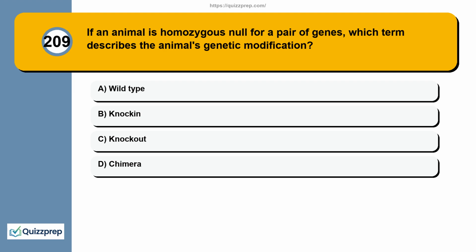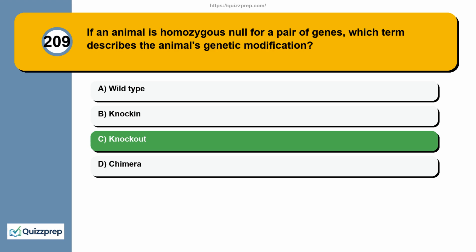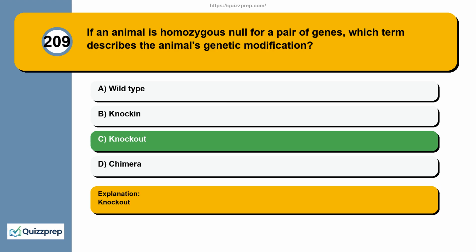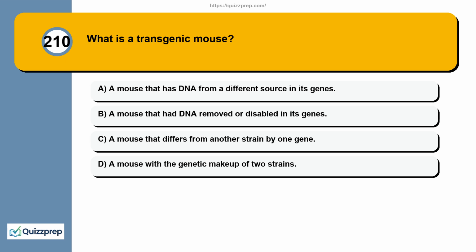genetic modification? Option A. Wild type. Option B. Knock-in. Option C. Knockout. Option D. Chimera. The correct answer is option C. Knockout. Question 210. What is a transgenic mouse?